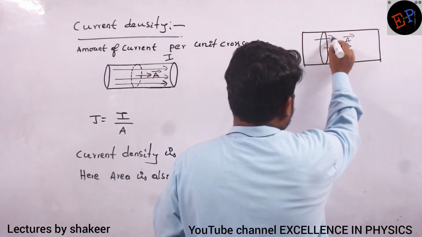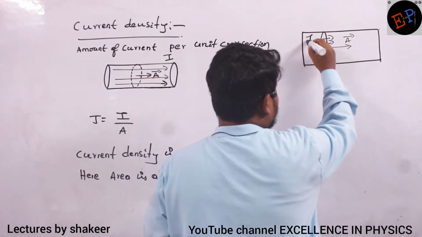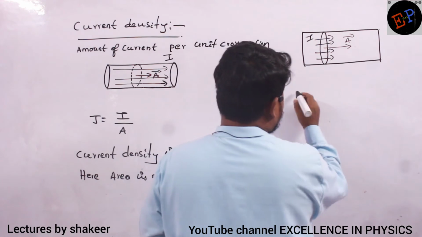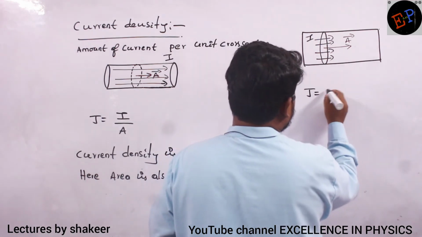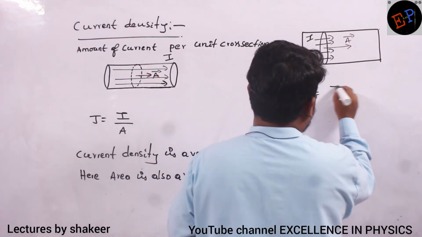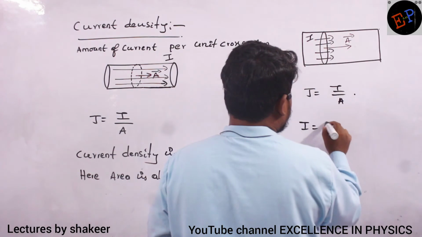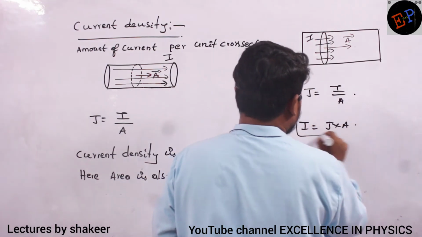Current is flowing throughout the cross section. Are you able to understand? This is the strength of current which is flowing. So therefore in this condition how can I write? I can write J is equal to I divided by A, or I can write I is equal to J into A.